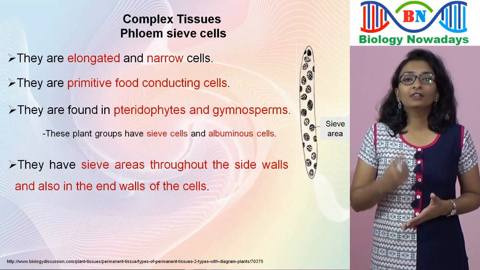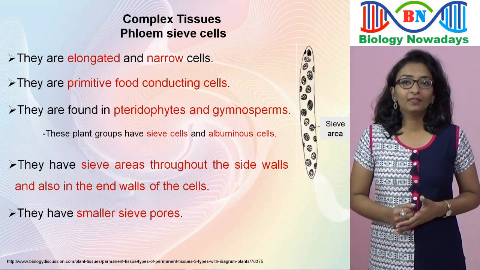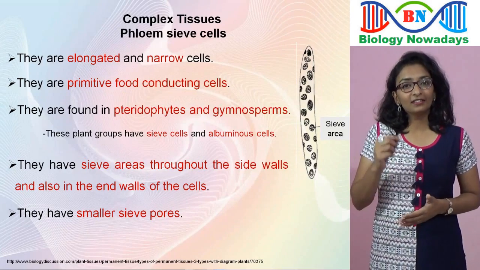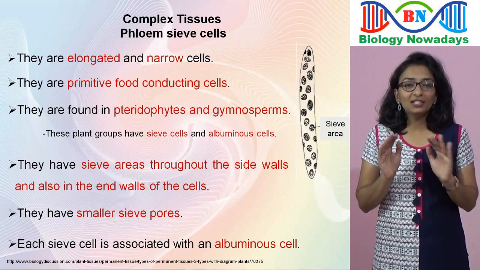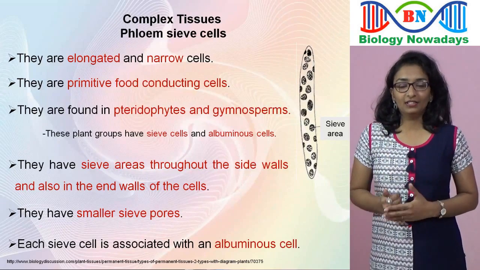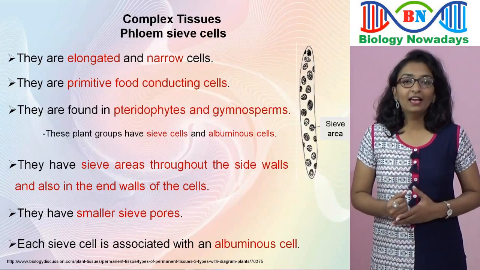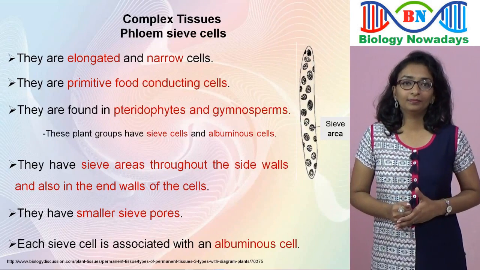Sieve cells have smaller sieve pores than that of the sieve tube members. Each sieve cell is connected to an albuminous cell. Albuminous cells are just like the companion cells in all aspects, but there is one difference. The sieve cell and its albuminous cell don't develop from the same mother cell.